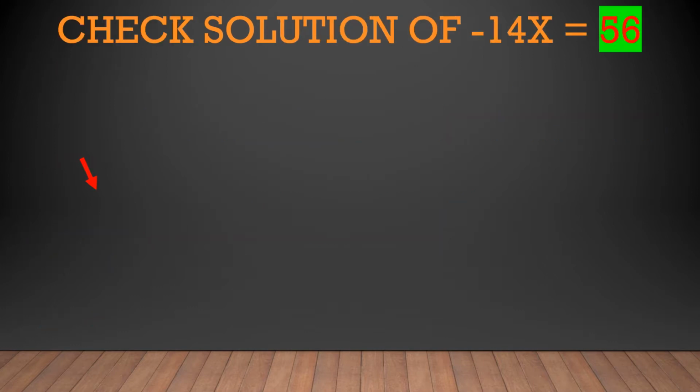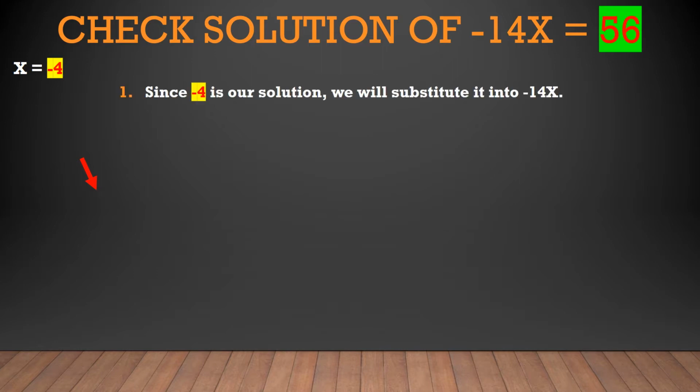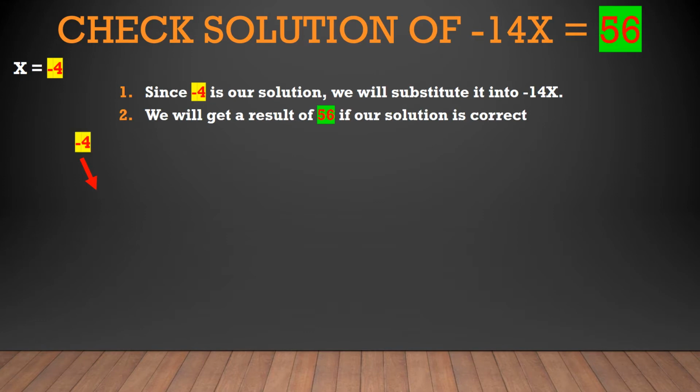Okay, so we're going to check our solution. We got x equals negative 4 as our solution, but we always want to make sure that we did this correctly. So we're going to take that negative 4, substitute it into x, do the multiplication, and we should get 56 as our result if our solution is in fact correct. So here's my negative 4, and here we're going to put it in for negative 14 times x. So now that becomes negative 14 times negative 4. Negative times negative is positive, and 14 times 4 is 56. So since our solutions match, we conclude that.